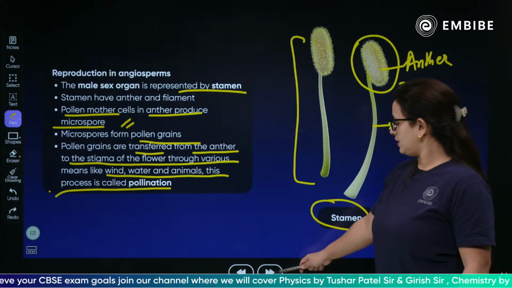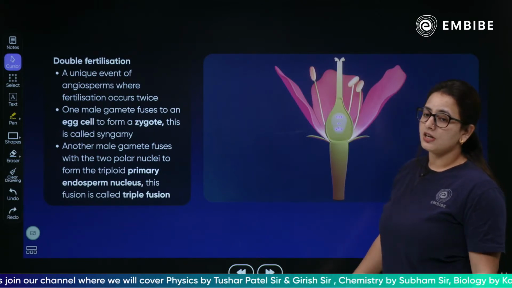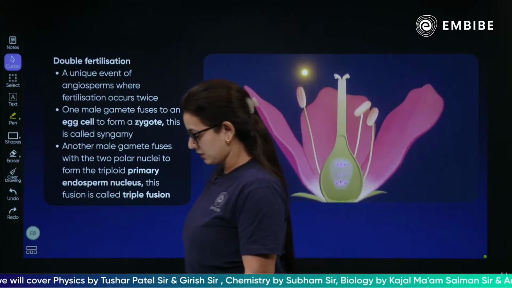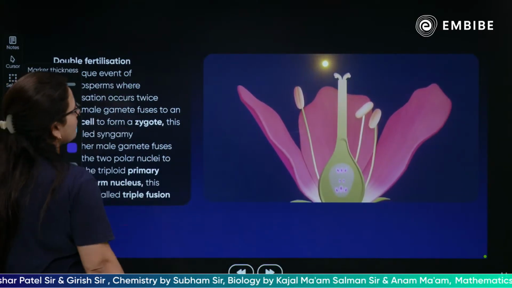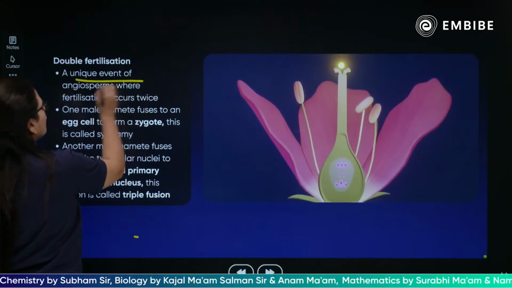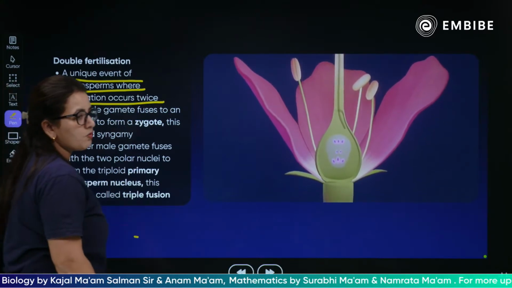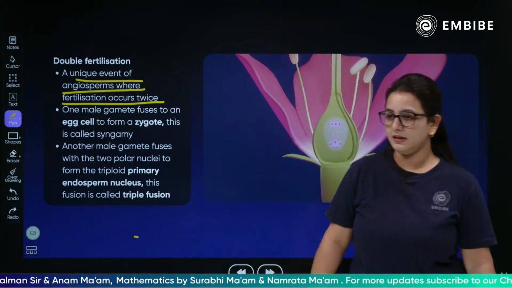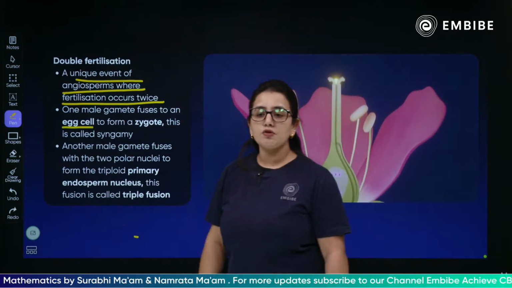Yes? Next, moving forward, talking about this unique feature in the pollen grains, which is double fertilization. So what is double fertilization in angiosperms? Children, it is a very unique event of angiosperms where fertilization occurs twice. What do you mean by twice? It means there are two male gametes, and one gamete fuses with the egg cell.